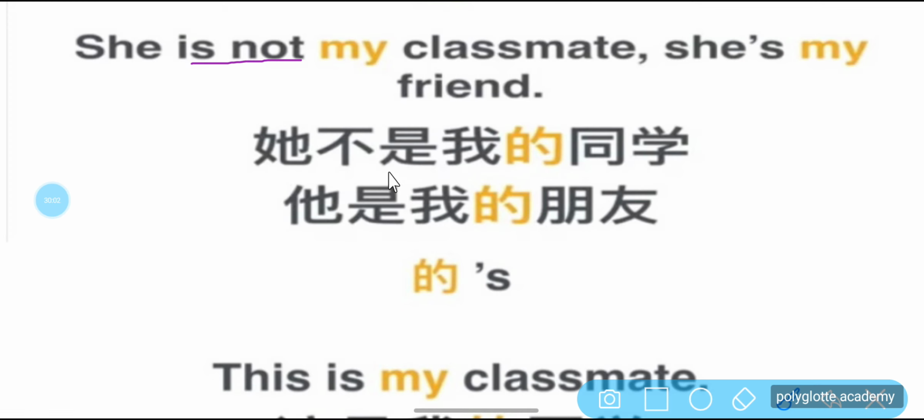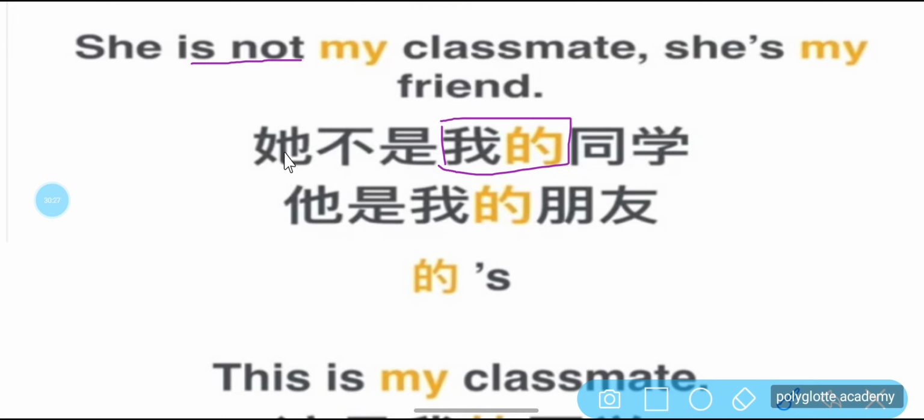Here it is not, so we read it like this: is not. So 它不是我的, it is not mine, because we have two uses of this grammar point. You have the 的, which can indicate an apostrophe s, or the 的 which can indicate possession, my.